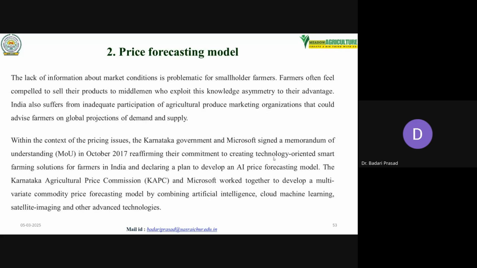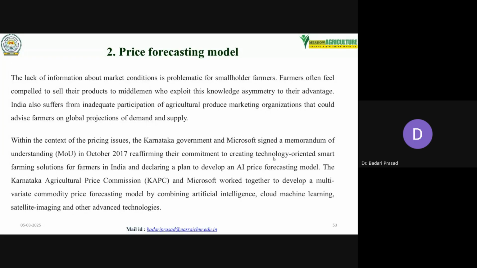The other one is the price forecasting model. The lack of information about market conditions is problematic for smallholder farmers. They cannot go each day to the market and gather the information. Instead, they rely on these applications. Farmers often feel compelled to sell their products to middlemen who exploit this knowledge asymmetry to their advantage. India also suffers from inadequate participation of agriculture produce marketing organizations that could advise farmers on global projections of demand and supply.